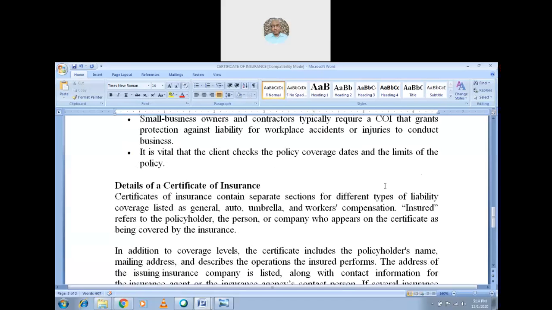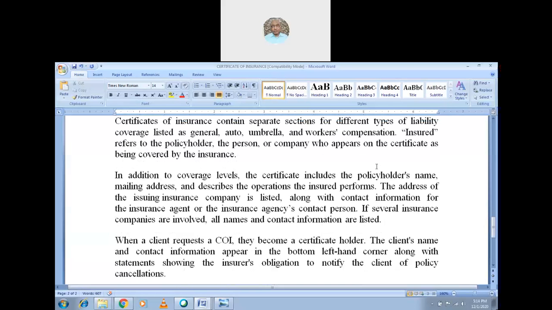Then another coverage is also there, different types of liability coverage listed as general. Auto coverage is there, umbrella coverage is there, workers' compensation coverage is there or not. Insured refers to the policyholders, the persons or company who appear on the certificate as being covered by the insurance. So who is to be covered and who is not is clearly mentioned in the insurance certificate.